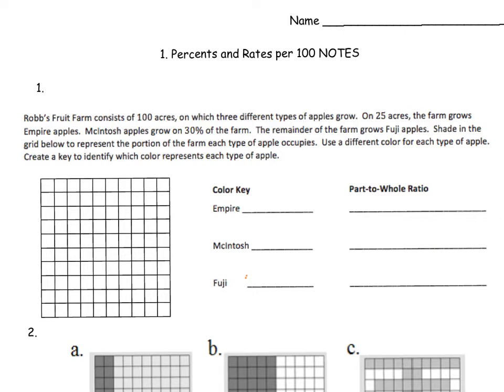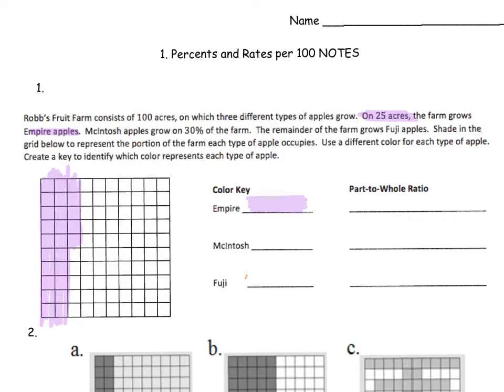So, when we think about what we have, the first one is we have 25 acres are Empire apples, and this is on a 100-acre farm. So down below, I have a 100 square grid, and so 25 of those 100 acres are Empire apples. So my color for Empire is purple, and I need to color in 25 boxes. So I have 10, 20, 1, 2, 3, 4, 5. So there's my 25 acres of Empire apples.